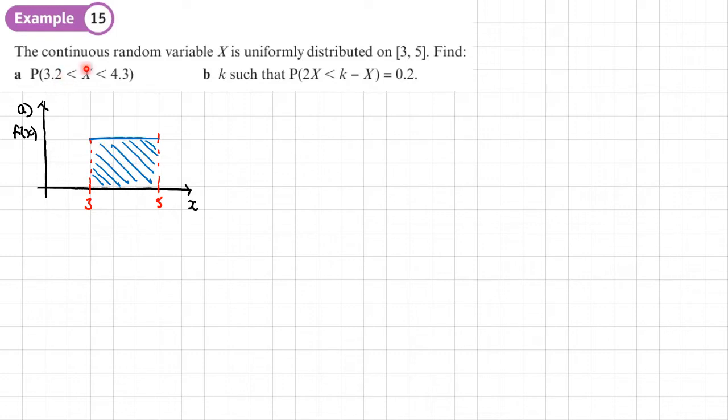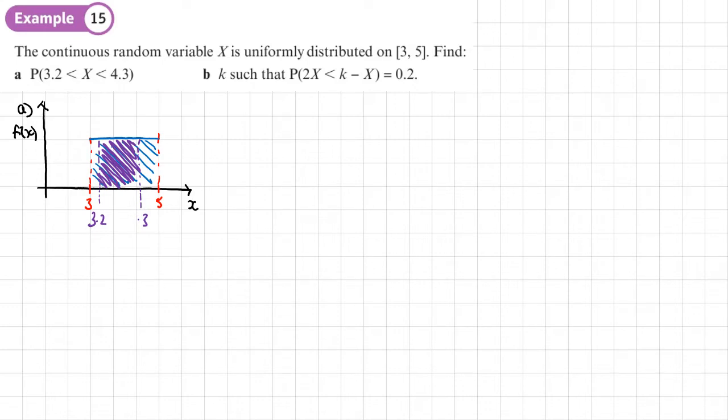And to calculate this probability, we're going to want to find the area between 3.2 and 4.3. So we'll just put some marks in for that. So let's say that this is 3.2 here, and 4.3, it doesn't need to be accurate, is here. So our job is to work out what this area is. So we've got the width of it. What we need is the height.